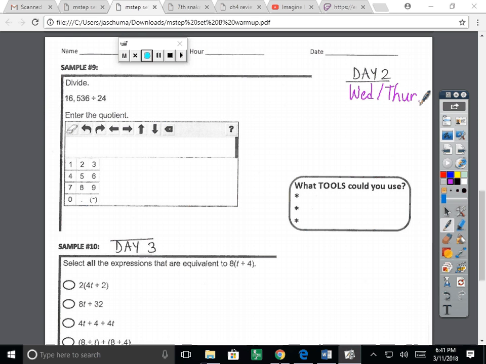For that reason, I'm going to record kind of my answers and my thinking for day 2 and day 3, just because I want to have them down in case I cannot be here for you. So if we take a look, sample number 9 on the back side, it says I have 16,536 divided by 24. The only directions say divide. Well, I'm guessing they're not going to give me the calculator on this one. That would just be too nice.